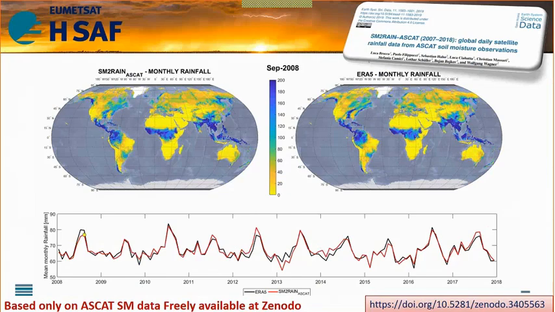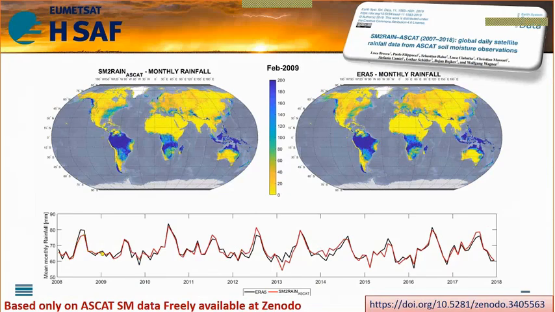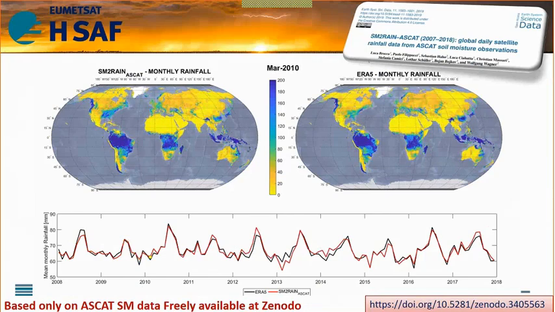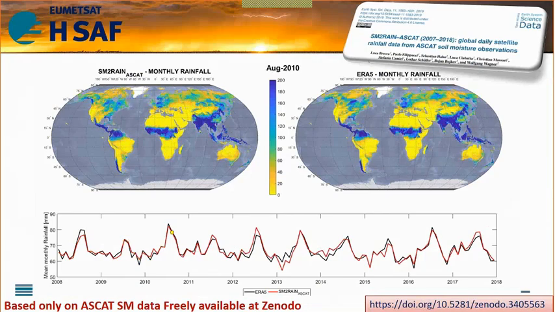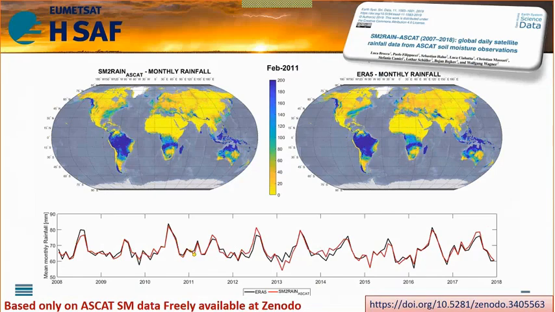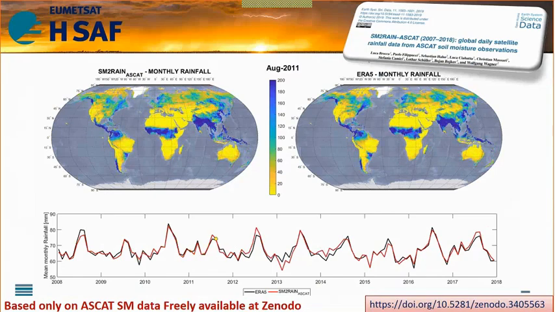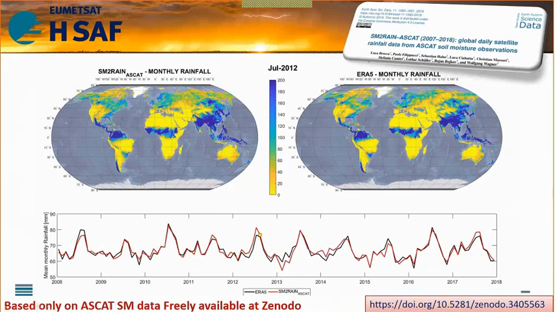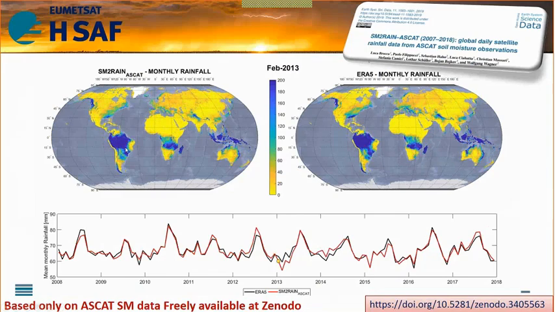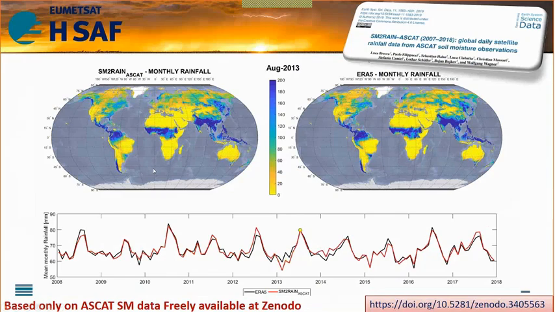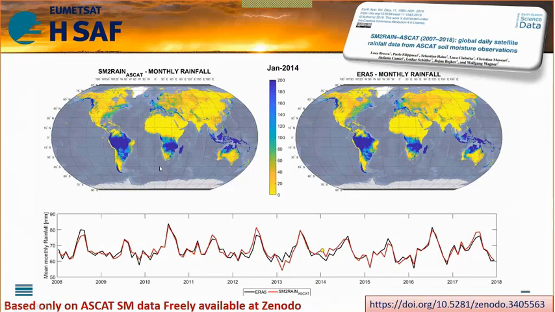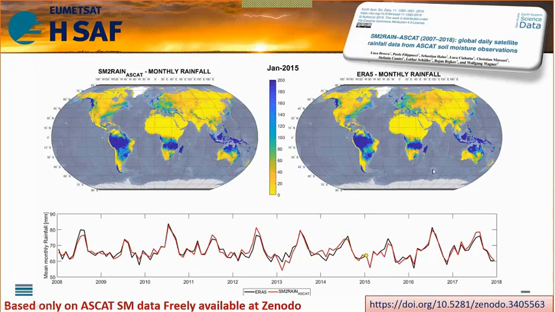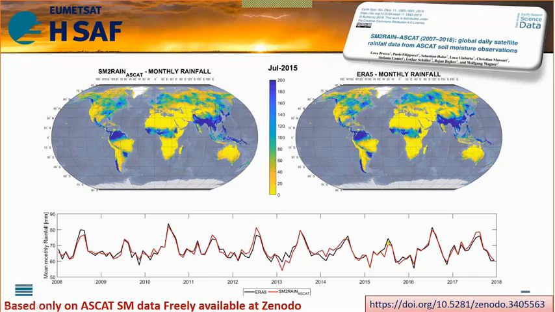Very recently, we have also applied the SSM-derived algorithm to the entire ASCAT soil moisture data record. In this way, we have obtained a very long soil moisture-derived rainfall data set. Here you can see in this animation how the satellite soil moisture-derived rainfall performs very well compared to the ERA5 rainfall product on a global scale. And also in this case, the product is available at Zenodo.